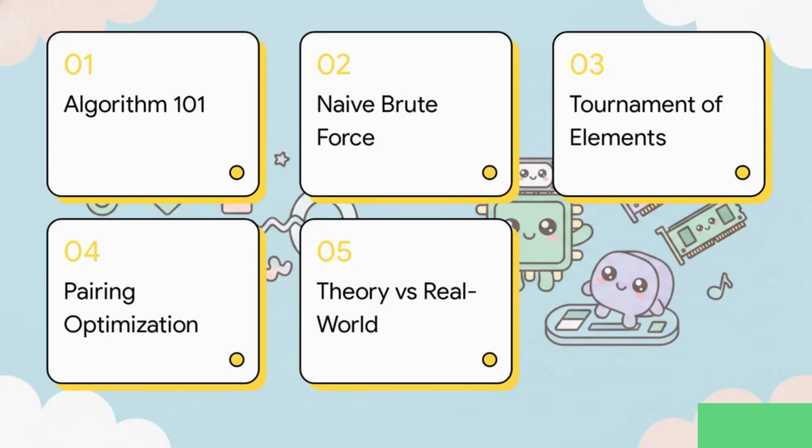Here's our syllabus for today. We'll start with Algorithm 101. Check out the naive brute force approach, look at the tournament of elements, move into the pairing optimization, and wrap up with theory versus real-world performance.